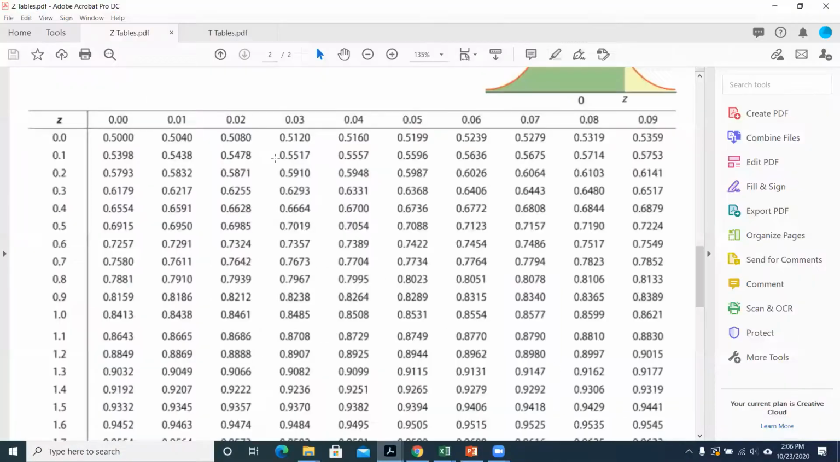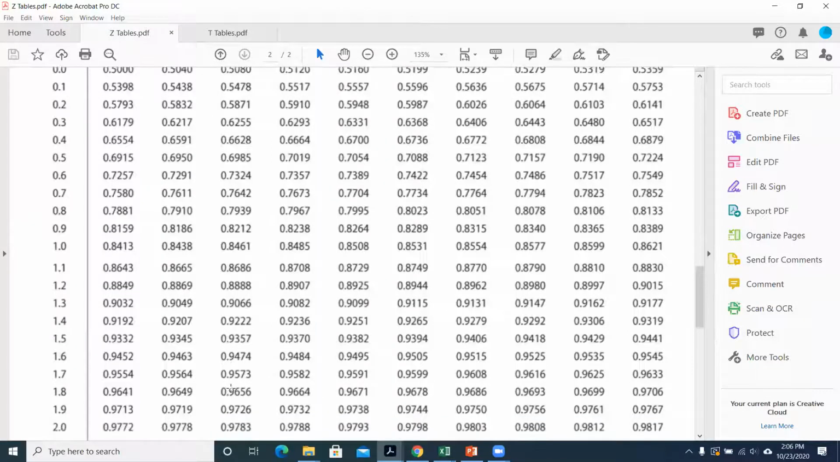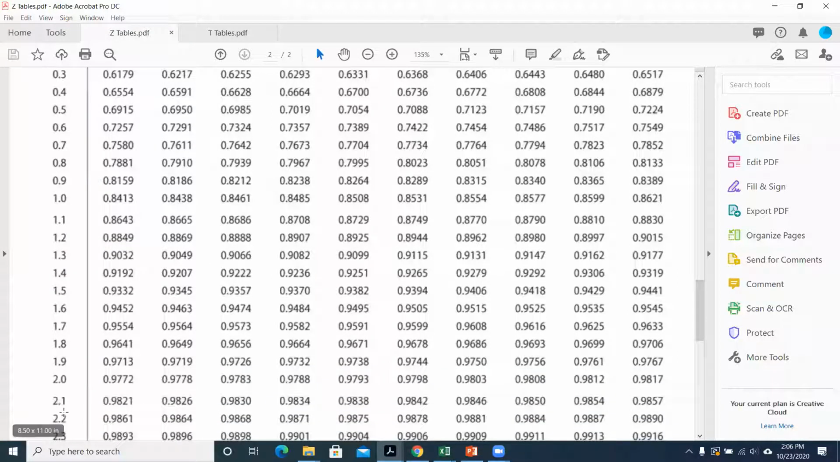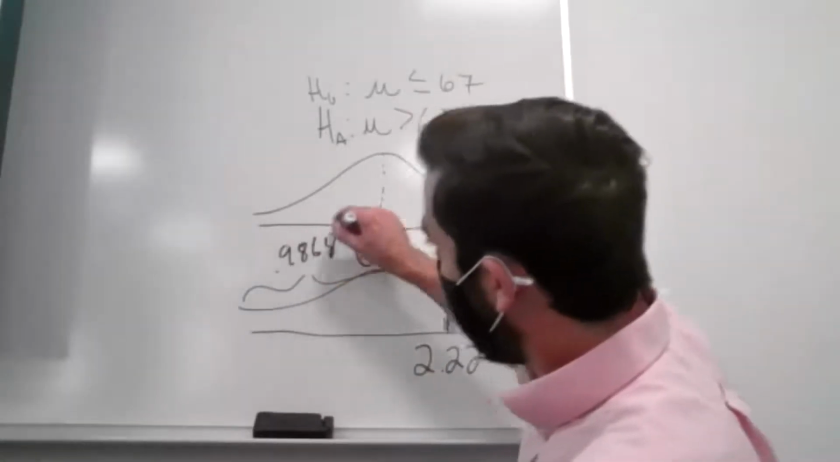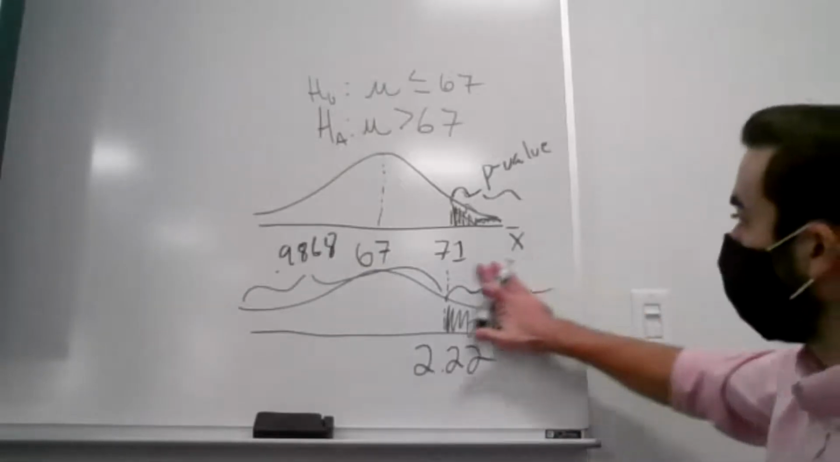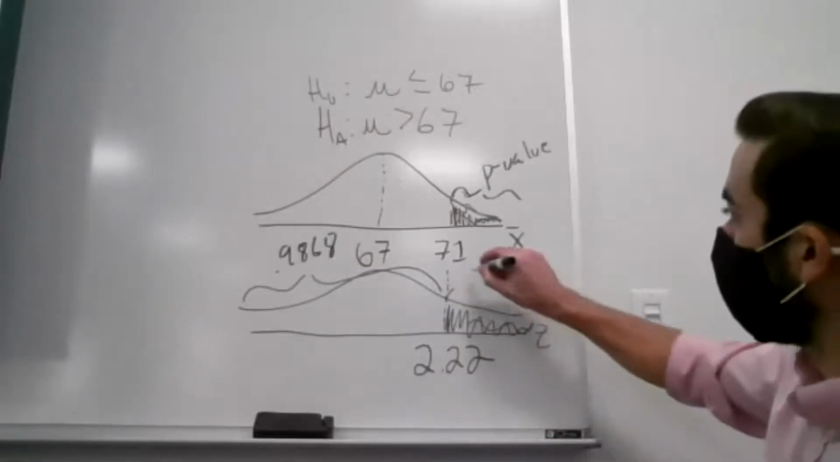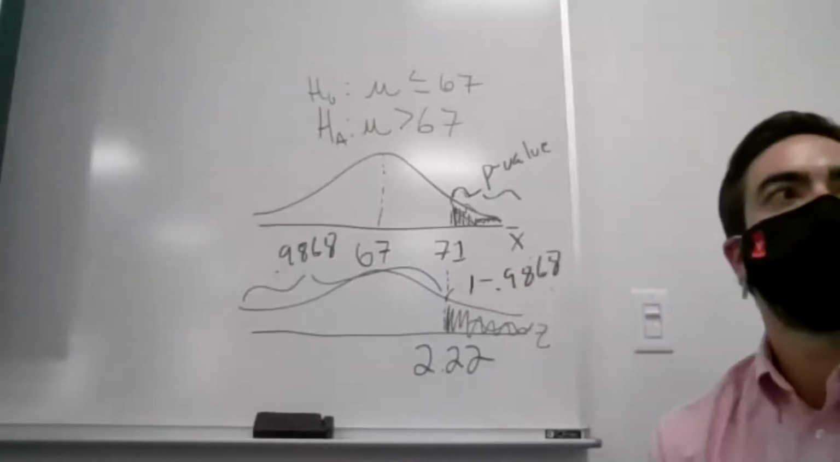Pull open our standard normal z tables. Scroll down here. So this is the 0.02, so 2.22. The probability of seeing that z-score or less is 0.9868. So this is 0.9868. Right? We wanted the area to the right, so we'll simply subtract that from 1. Okay?